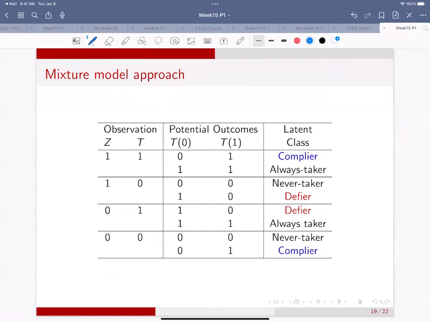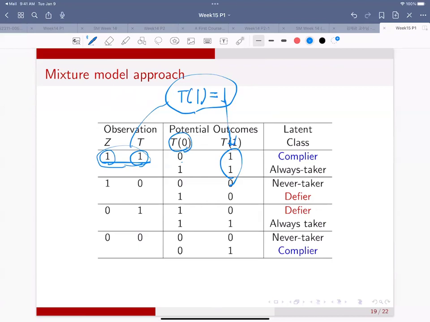So here's an illustration. This is the actual observation, right? We observe Z, T, and Y. So that means you can view it as a mixture distribution because... what does that mean? If someone has Z equal 1 and T equal 1, what does that mean? That means he could be either complier or always taker, right? So that depends on what the potential outcome is. So this one only shows that T1 is equal to 1. That's the only evidence, right? That's the only one. And then this one, I don't know, right?